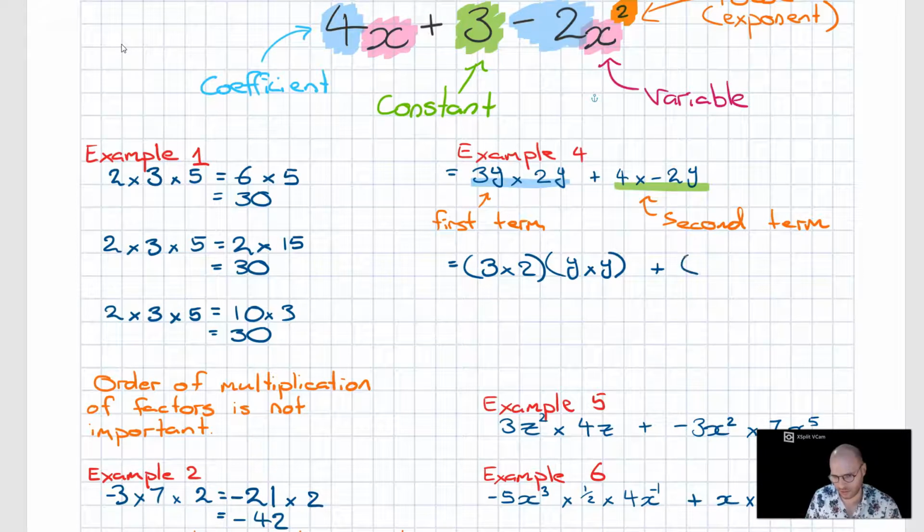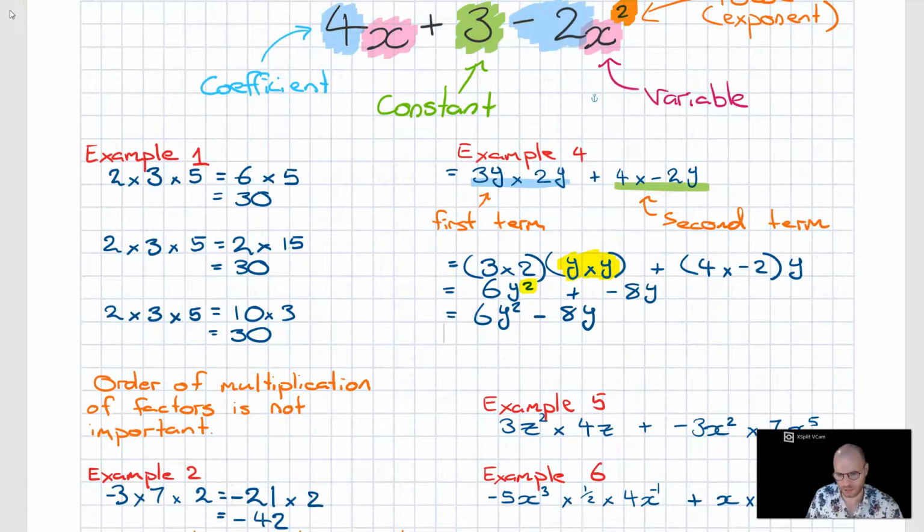Then the second term is 4 times minus 2. And then we're going to have brackets. We just put the y at the back. Now the 3 times 2, that's 6. And here's where things get a little bit interesting. So we've got 2 y's. So what that's going to mean is that we're going to get y squared, plus negative 8y. And if we really want to clean this up, we'll go with this y upwards. So what we end up with is 6y squared minus 8y. So what we actually do here is we add the powers or the exponents together.